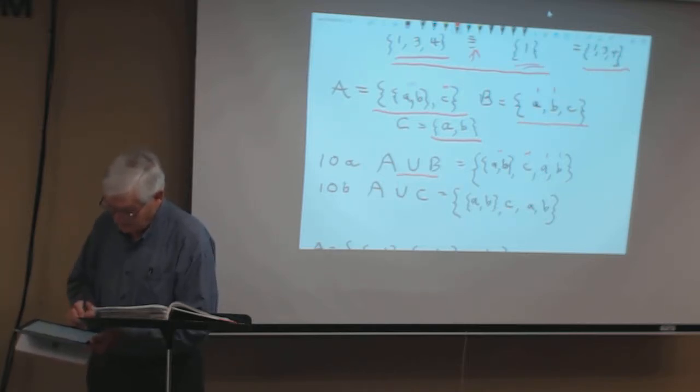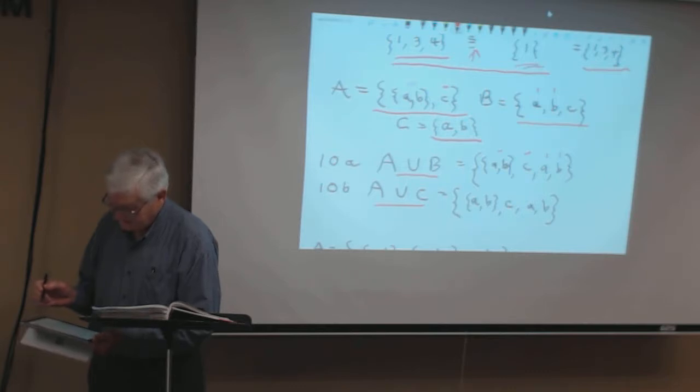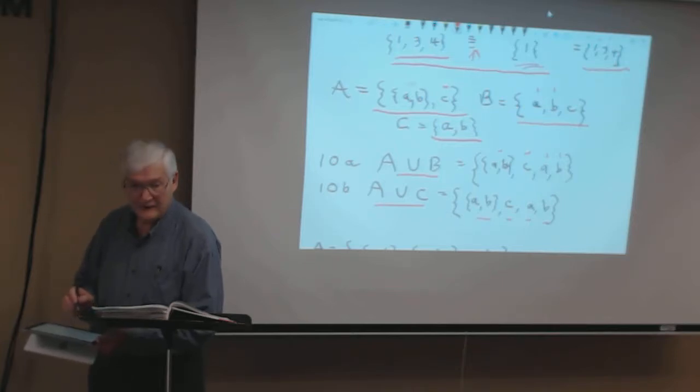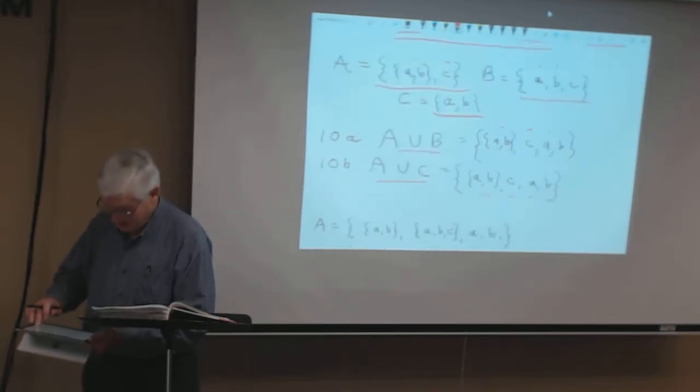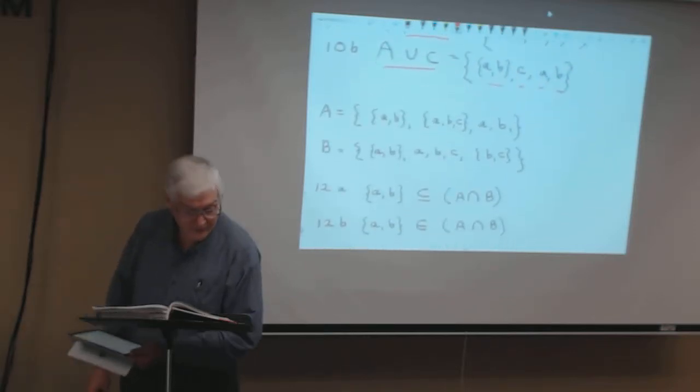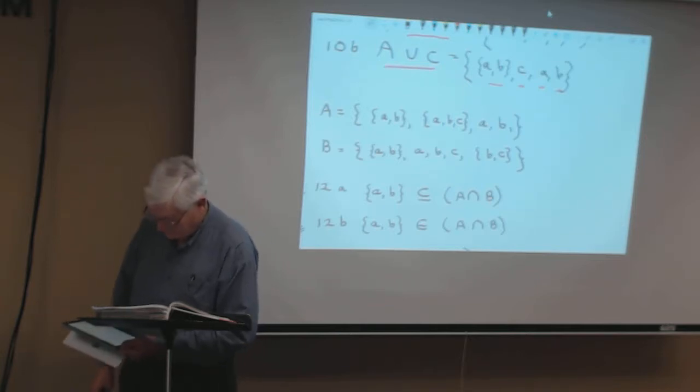So what's the union of A and C? Well, here's A, the set AB and C, and then here's C, A and B, so that's the union of A with C. Everybody follow what I did? You have a question about it? You see what's going on? Well, then we're ready for problems 11 through 14.